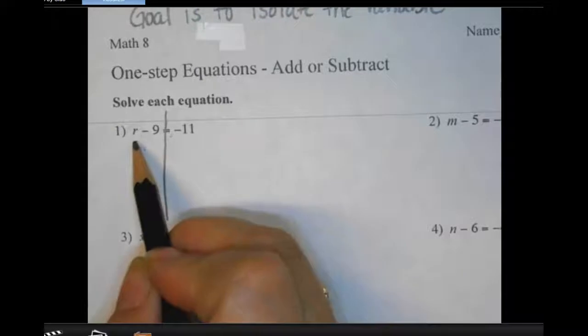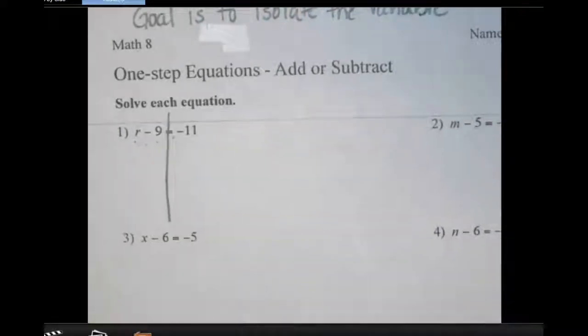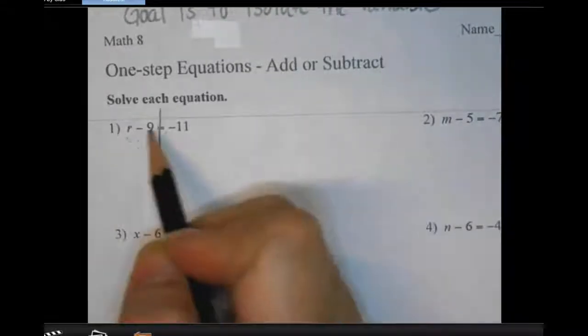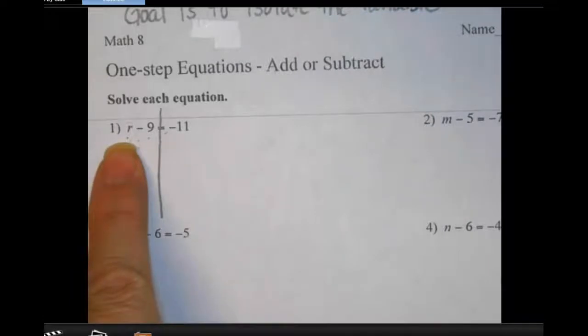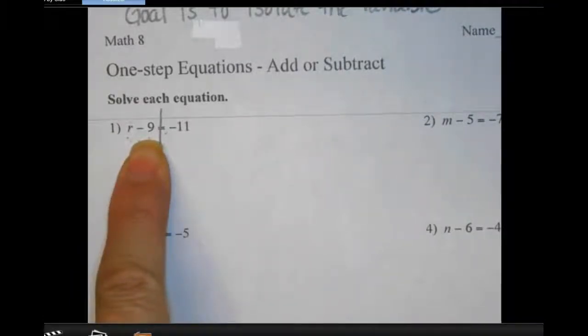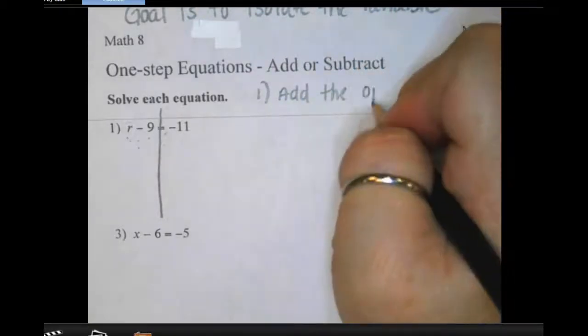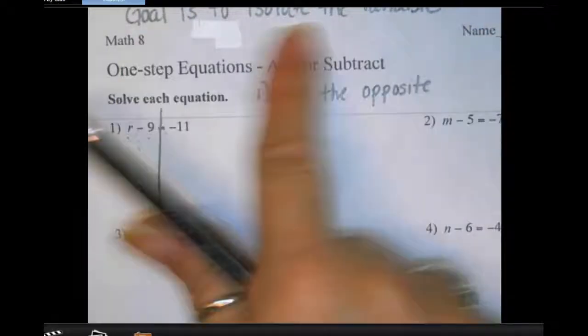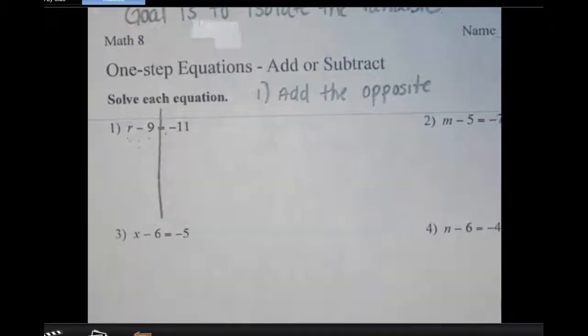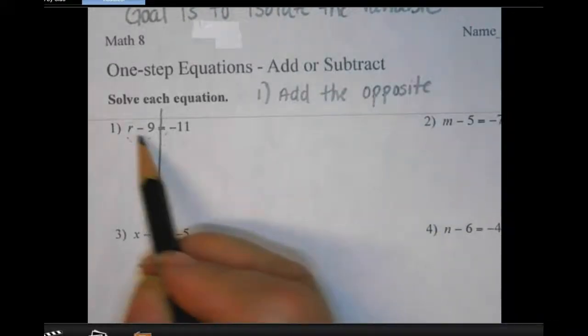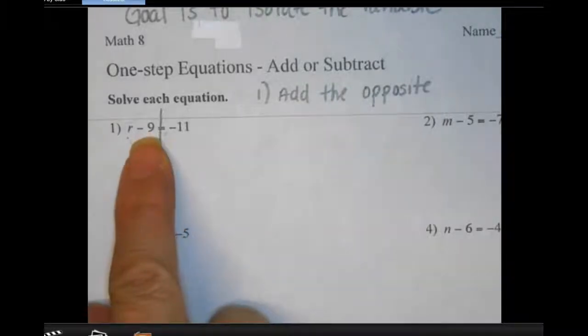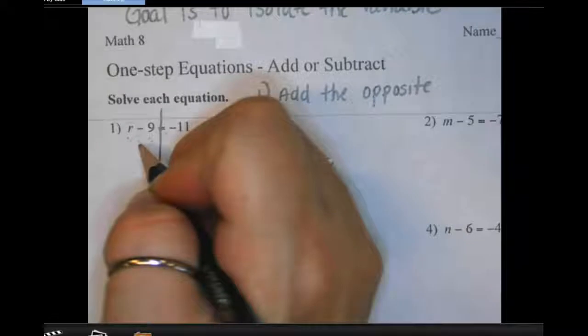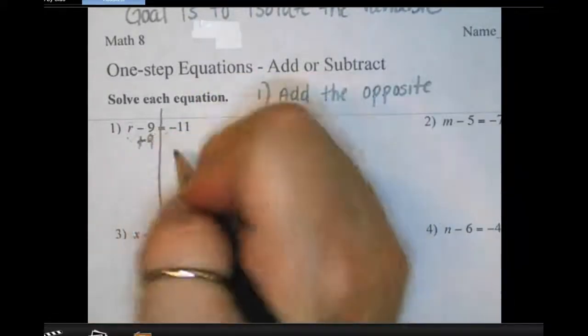If I look at this problem, it says r minus 9 equals negative 11. This is a balanced problem. So if I want my mission, my goal, to have r by itself, I have to move this minus 9. In order to move this minus 9, step 1 is to add the opposite. Step 1 of your goal to isolate the variable is to add the opposite. So I have a minus 9 here. What is the opposite of minus 9? Positive 9. So I want to add the opposite, so I'm going to say plus 9, and I'm going to do plus 9 over here.